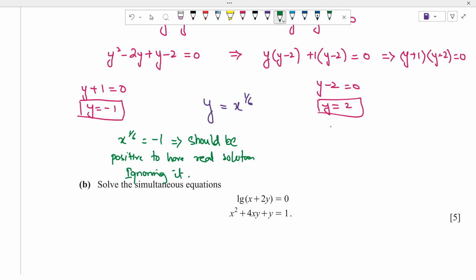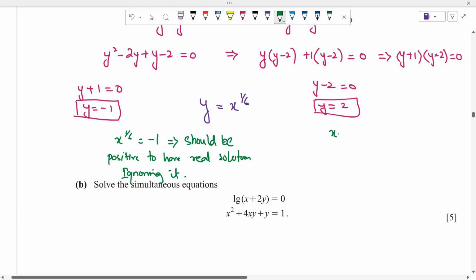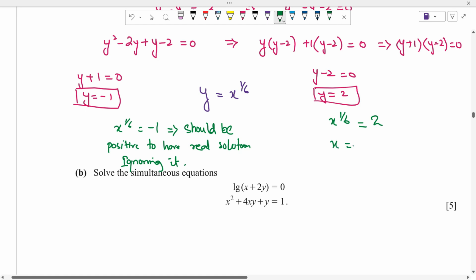On the other side, y is equal to 2. So we can say that x^(1/6) is equal to 2. Taking the 6th power on both sides, we will have x is equal to 2^6, which is 64. So we have the solution x = 64.